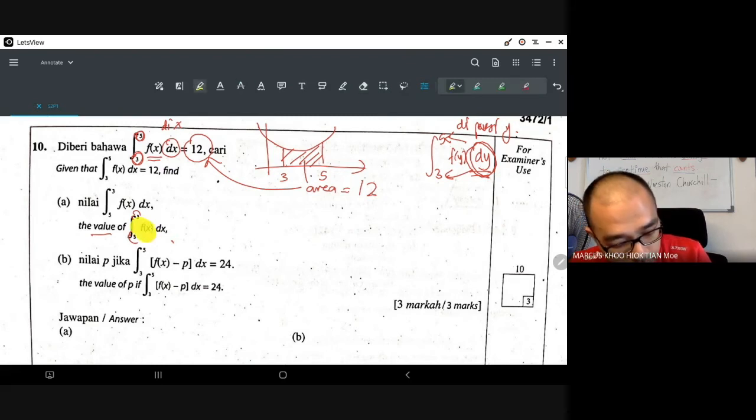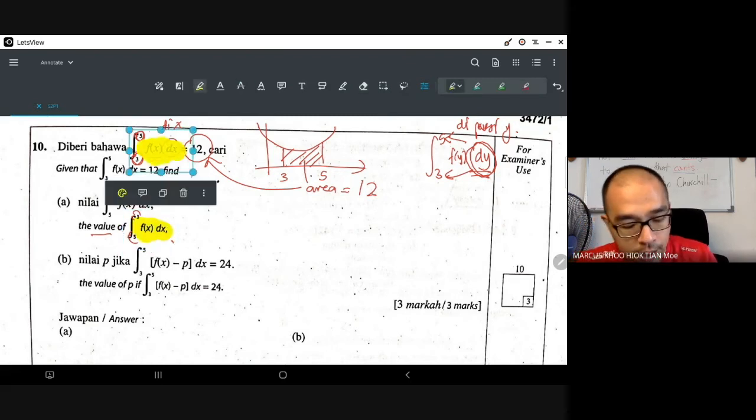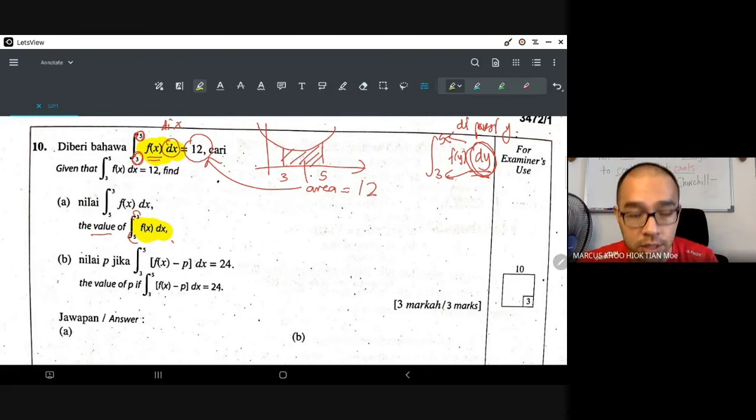First thing you need to see is the function is the same. It is the same function. The only problem now is that the position of the numbers have changed daripada yang asal.